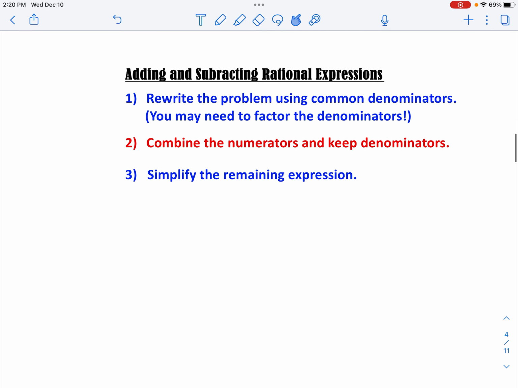All right, so when they are now polynomials potentially, what do we do? Well, we rewrite the problem using common denominators. You might have to factor a denominator to see what you'll have to do to get a common denominator. Step 2, then combine the numerators and keep the denominators. And then lastly, if there's any simplifying needed, go ahead and do that.